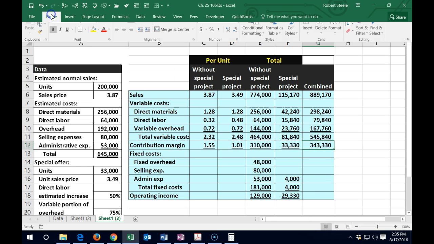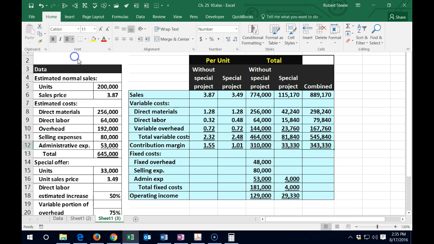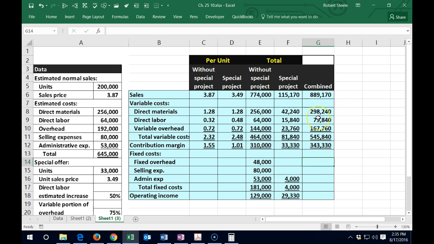We're going to go to the Home tab, go to the font, double underline, summing these up: equals the sum of this plus this, or we could do it this way, equals the 80 plus the 0, equals the 53 plus the 4, and then we could sum up the total fixed cost between the combined and normal operations, bringing us to the 185.